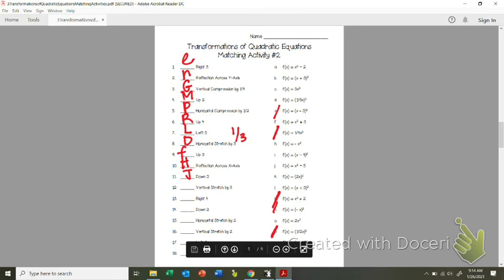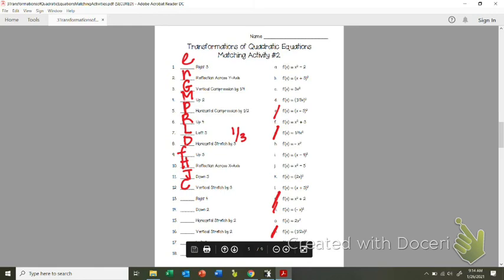Wait, what does it say? Vertical stretch by 3. Should be C. Did everybody else get C? Okay. I think you got mixed up on your horizontal and your A value.